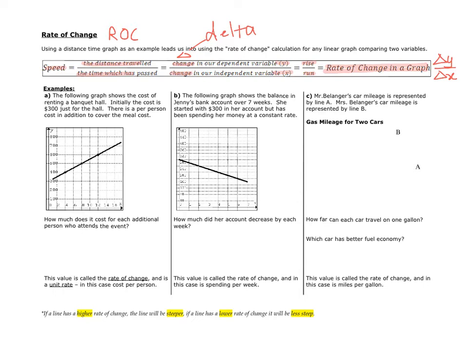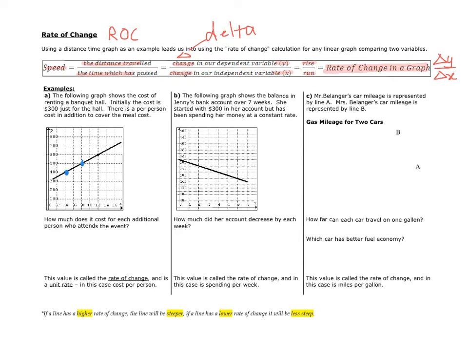Now let's look at some of the questions here. The following graph shows the cost of renting a banquet hall. Initially, the cost is $300 just for the hall. There is a per person cost in addition to cover the meal cost. How much does it cost for each additional person who attends the event? So now here we are finding the cost for one person. For that, we can do delta y over delta x. Now we can pick any 2 points. If you see there are some highlighted points here, I'm going to pick this point and this point.